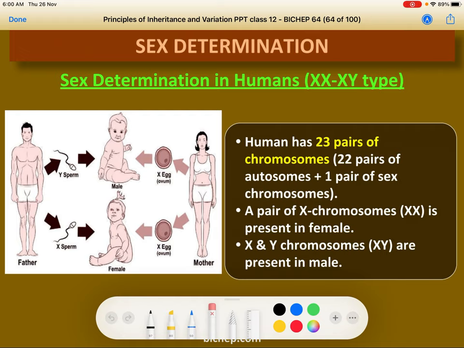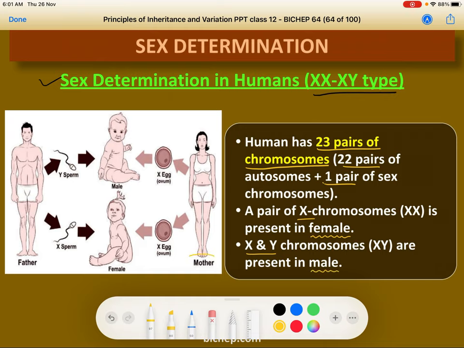Now, going more specific into the sex determination, let us discuss first about the sex determination in humans. Humans show the XX-XY type of sex determination process, as we all know, right? Humans have 23 pairs of chromosomes. In that, 22 pairs are autosomes, and only one pair of chromosomes is termed as allosome. So the pair of X chromosomes is seen in the female, and both X and Y chromosomes are seen in male.